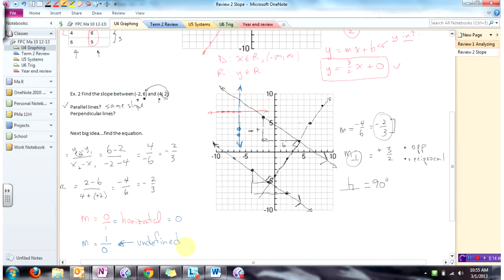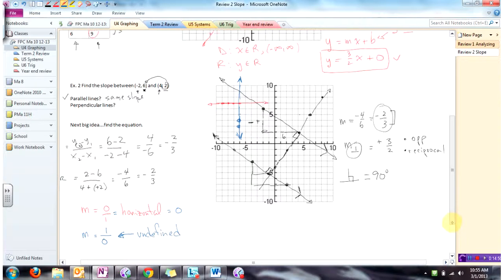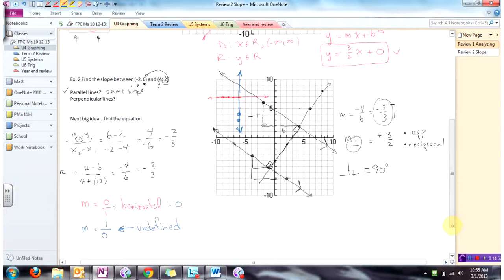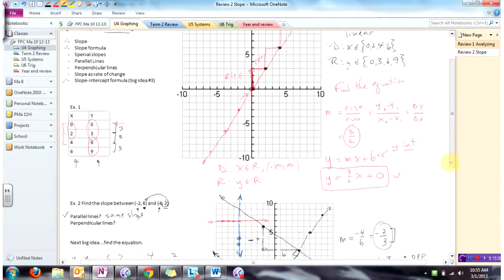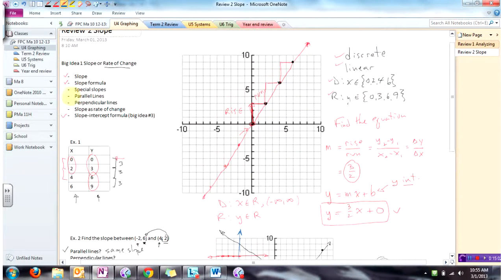Okay, so that's the idea behind slope, rise over run. It's called the rate of change. You can find it by using a formula. There's a couple special things you have to be aware of, such as perpendicular lines, parallel lines, horizontal, vertical lines. I think I've gone through everything here. Just go through my list.